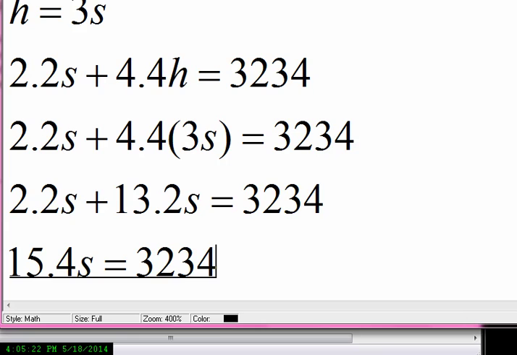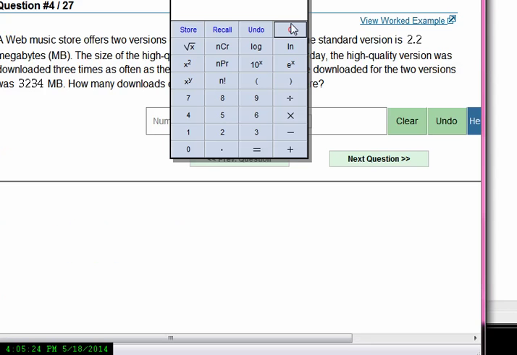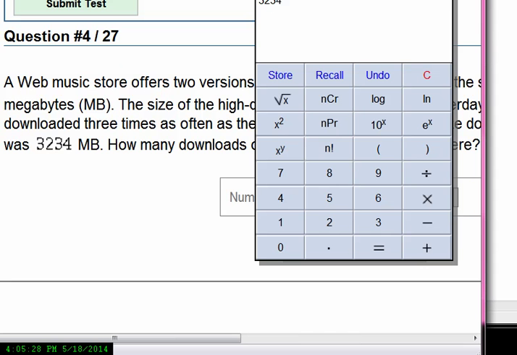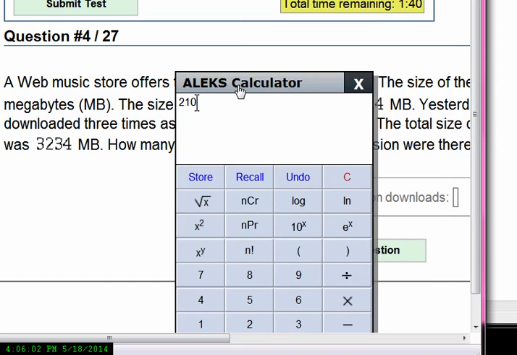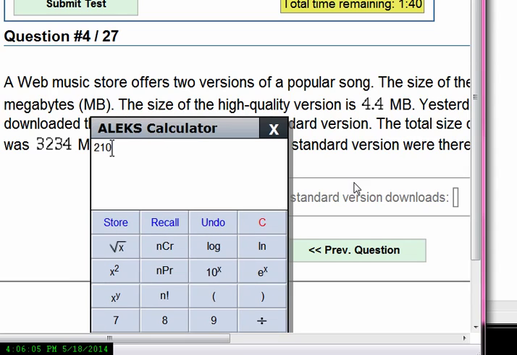So let's go out to the ALEKS calculator and do that. We're going to take the 3234, divide that by 15.4, and that'll give us the number of downloads for the standard. Oops, I divided by 15.2, not 15.4. All right, so we got 210. Woohoo! That's better. So 210 were the downloads for the standard.